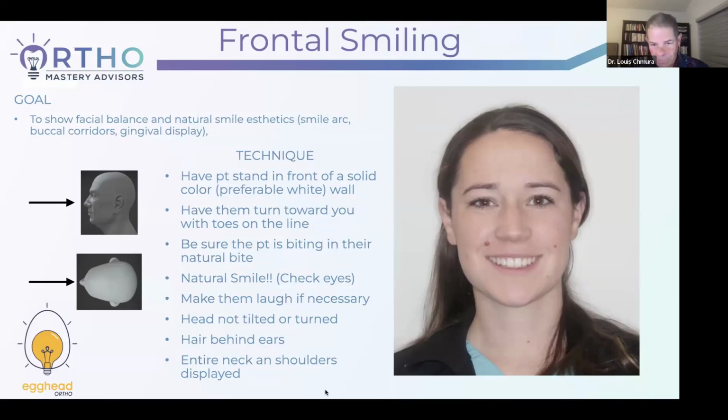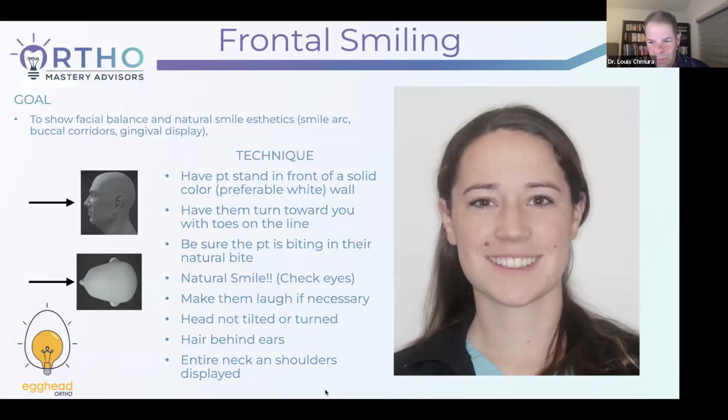So have the front of the white wall, have them turn towards you. Same thing as we did for the last one, but you need to have a natural smile. And I would say you can tell if it's natural if they're laughing with their eyes, right? Because what happens is people don't know how to laugh on command. And so if you don't see that in their eyes, then tell them a joke. You say, all right, go ahead and smile. And they give you some cheesy thing.